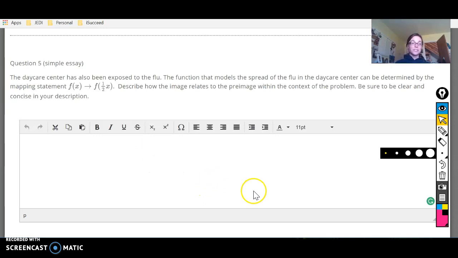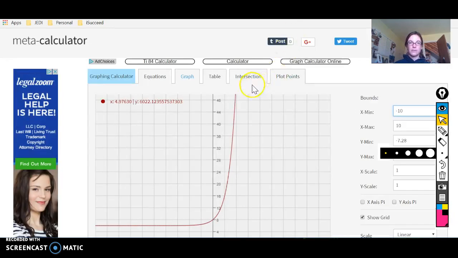All right, last question for lesson 24. The daycare center has also been exposed to the flu. The function that models the spread of the flu in the daycare center can be determined by the mapping statement f of x mapped to f of 1/2 x. Let's see if we can graph that and figure out what that would look like.